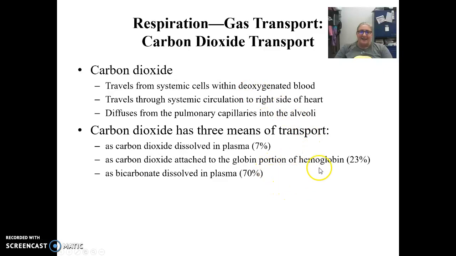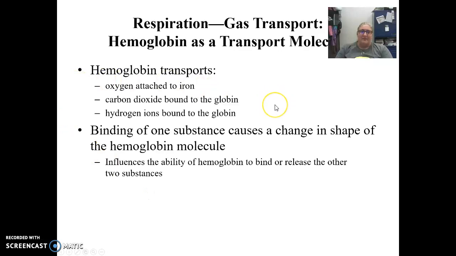Carbon dioxide, on the other hand, is really good at dissolving. It has a very high solubility coefficient, and so the majority of carbon dioxide is found dissolved as a bicarbonate ion. Very little carbon dioxide attaches to hemoglobin molecules. When it does, it attaches to the globin portion of the hemoglobin. So oxygen attaches to the heme portion, or the iron-binding portion of the hemoglobin. Carbon dioxide attaches to the globin portion, or the protein portion. Hydrogen ions also attach to the globin portion.